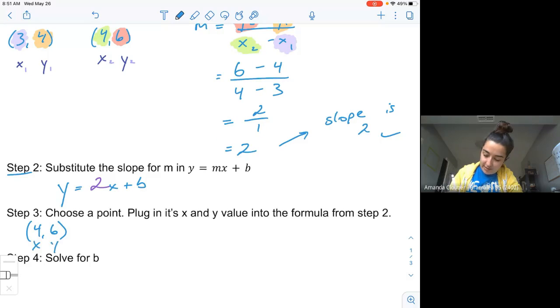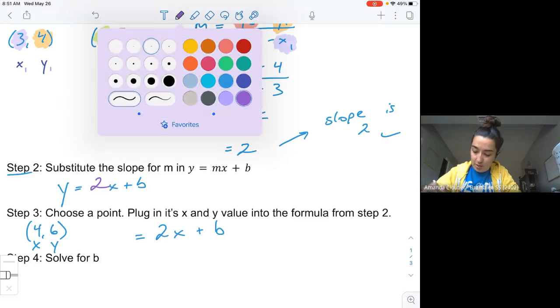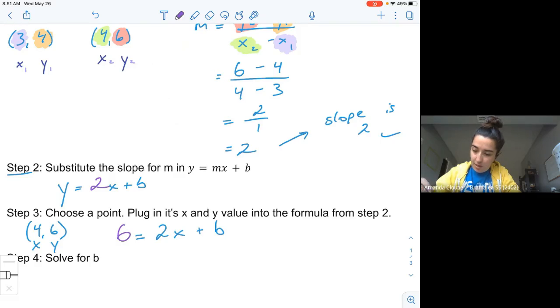4 is x and 6 is y. So what I'm going to do in this equation, y is 2x plus b, is replace the y with my 6 and the x with my 4. So I'm just going to show you slowly. Y is 2x plus b, but here I'm erasing my y and replacing it with 6, and I'm erasing my x and replacing it with 4. And I'm going to put my 4 in brackets because it is right up against the 2, and it's not 24. It's 2 times 4.